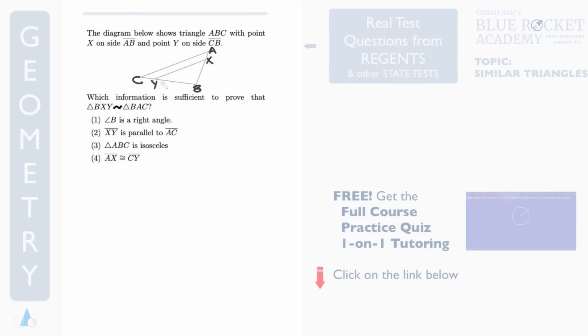All right, this is a very standard question. You're given that you want to prove BXY is similar. So there's this kind of a triangle, and then you've got this bigger one, this BAC triangle over here, and you want to show that they are similar. Now, how do you show they are similar? This is a very, very standard question.